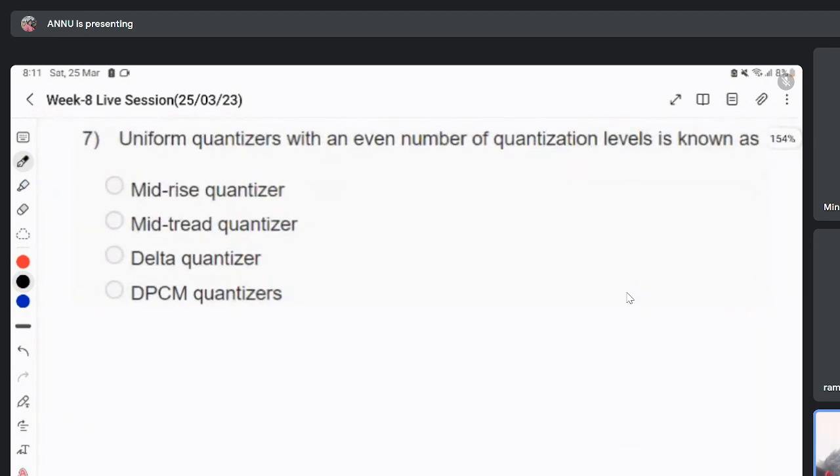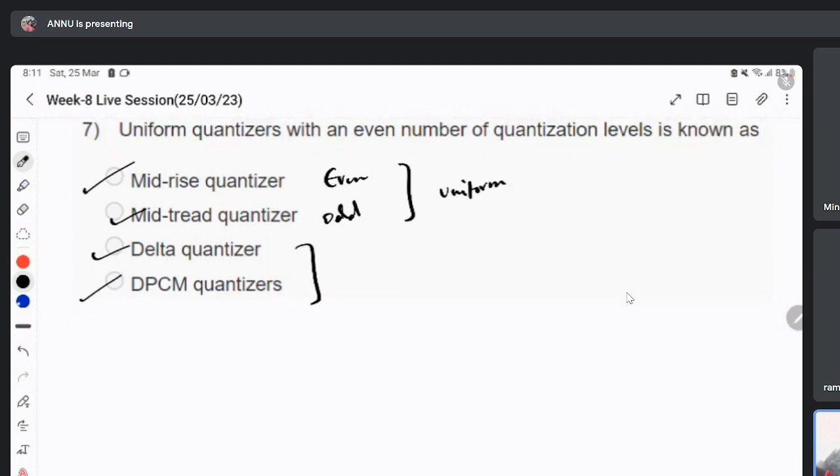Again, this one. The uniform quantizer with an even number of quantization levels is mid-rise. We earlier also discussed this one is for even, this one is for odd, and this one is the delta quantizer and DPCM quantizer. This one is uniform. And can you tell me this one is uniform or non-uniform? Uniform, ma'am. Okay, nice.